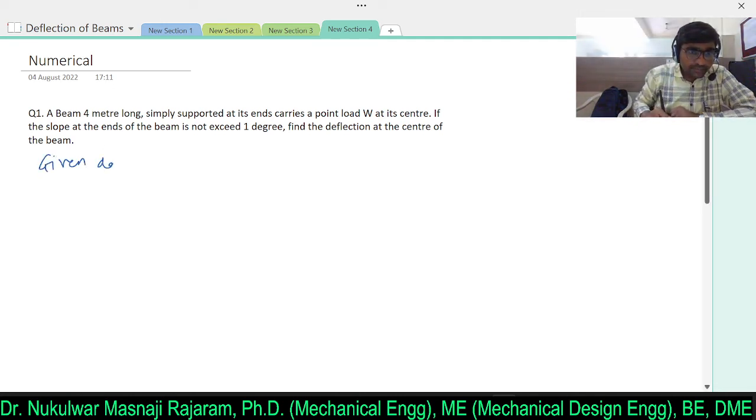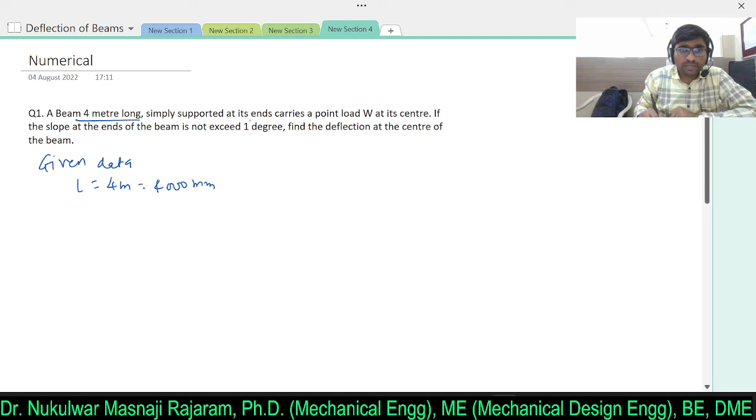What is given data? A beam 4 meter long is given, so L equal to 4 meter, so I will write it as 4000 mm. Simply supported beam, its center carries a point load W at the center.